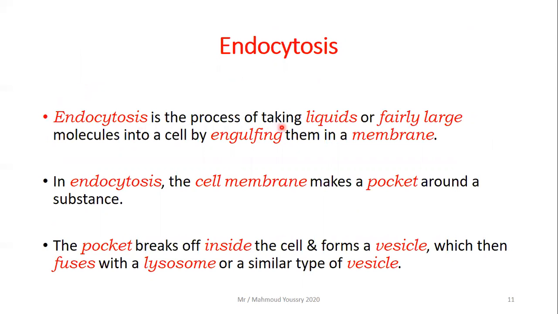Endocytosis is the process of taking liquids or fairly large molecules into a cell by engulfing them. Engulfing means swallowing in a membrane. In endocytosis, the cell membrane makes a pocket around the substance. Then the pocket breaks off inside the cell and forms a vesicle, which then fuses with a lysosome or a similar type of vesicle.